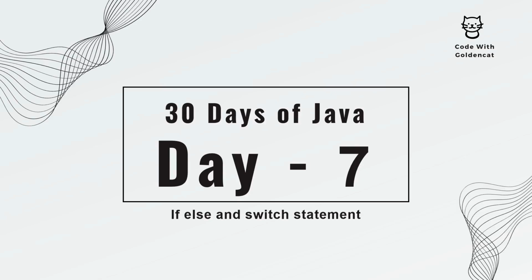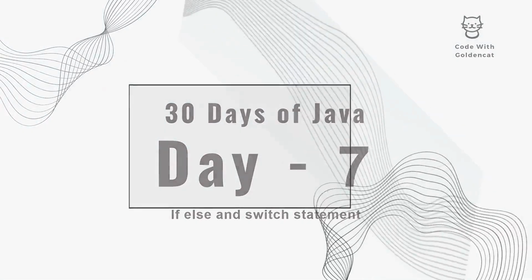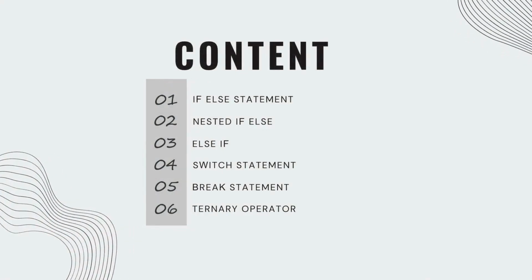It's day 7 now and today we'll be discussing conditional statements in Java, that is if-else statement and switch statement. Our agenda for today would be to first understand about if-else statement and then talk about its nested version and also else-if statement. After that we'll talk about switch statement and its associativity with break statement. Finally, we'll take a look at ternary operators in Java. So let's begin.